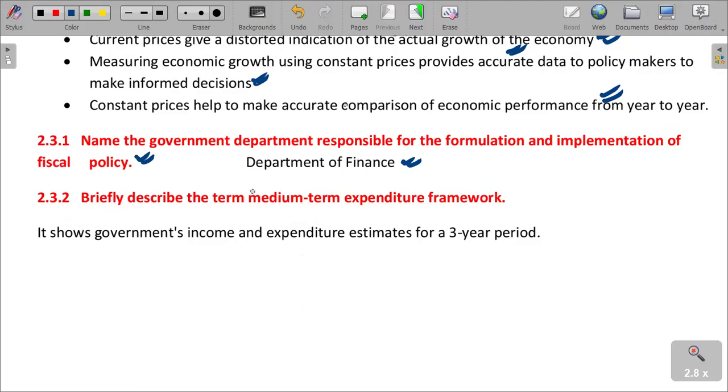Briefly describe the term medium-term expenditure framework. We are looking at what? At budgeting. It shows the government's income and expenditure estimates for a period of 3 years. That is what we mean by medium-term expenditure framework. It identifies government income and expenditure estimates or budgets stretching over a period of 3 years.